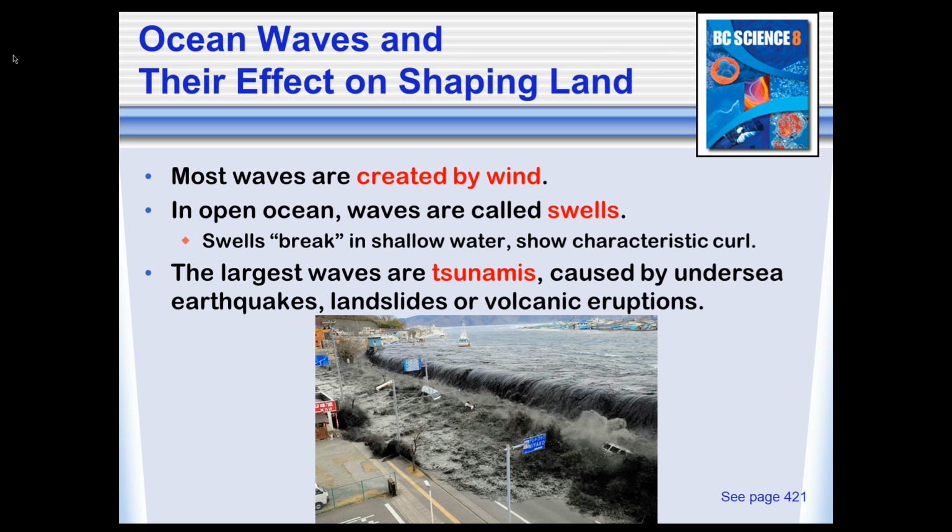Ocean waves will affect the shape of the land. Most waves, especially waves that we see, are created by the wind. In the open ocean, waves are called swells. When they get to shallow water, they will break. We get that characteristic curl that we see, and if they're big enough, you can go surfing if that's your thing. The largest of the waves are called tsunamis. These are caused by either undersea earthquakes or undersea landslides or volcanic eruptions. So these are really large waves that travel really quickly and cause all sorts of devastation when they hit land.